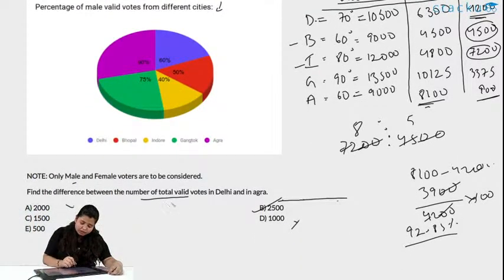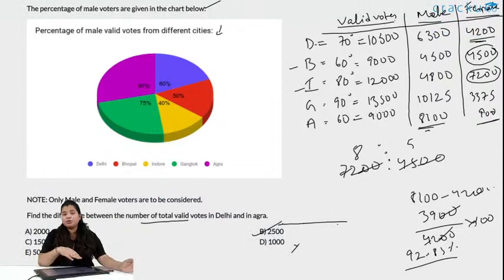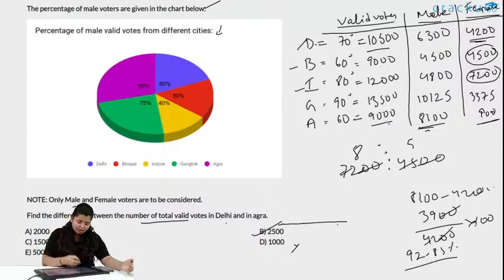Find the difference between the number of total valid vote in Delhi and Agra. Very easy, you just don't need to go to male and female, you can get it here only. It is Delhi and Agra. Delhi is this 10500, Agra is 9000. So, 10,500 minus 9000 is 1500. So, option C is the correct answer, not this. This is for the last one. Option C is the correct answer.